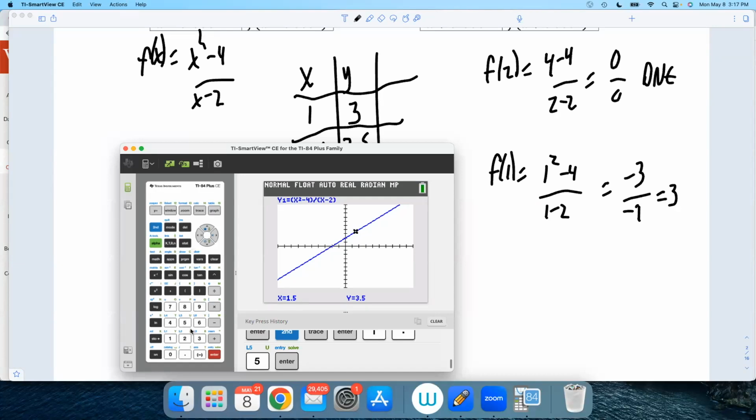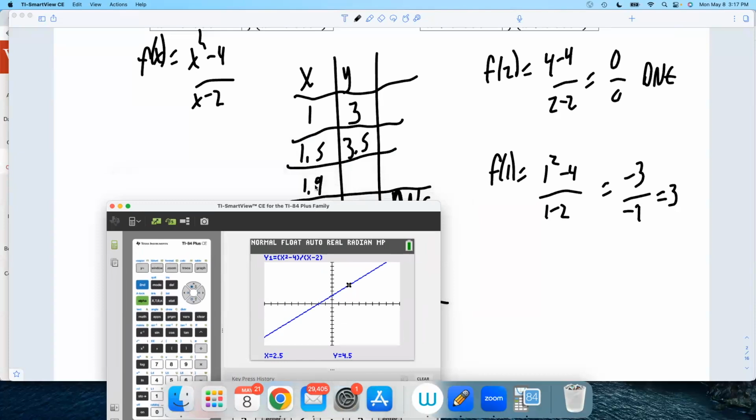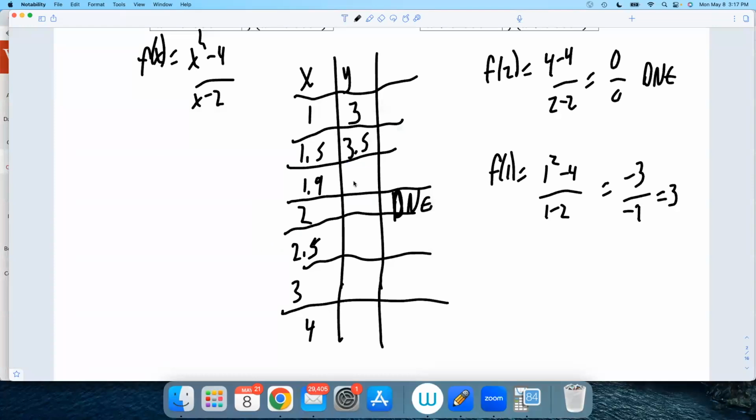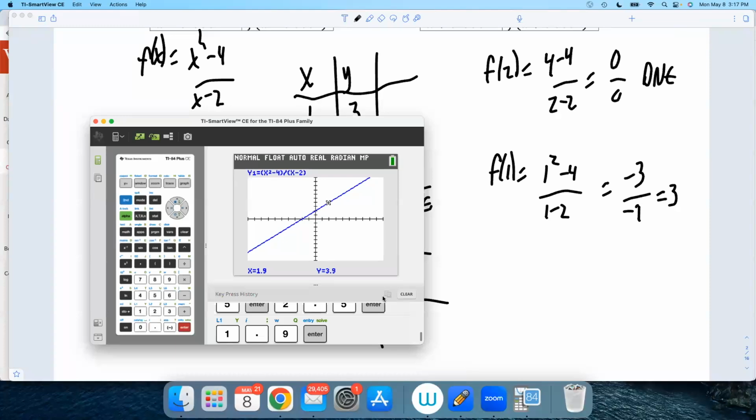And I could keep doing that. Look, I didn't have to go back and do calc again. It knows I'm going to keep typing in values. So I typed in 2.5. Next one I had 1.9. 3.9. Let me put that in my table there. And I can keep doing that as many times as I want.